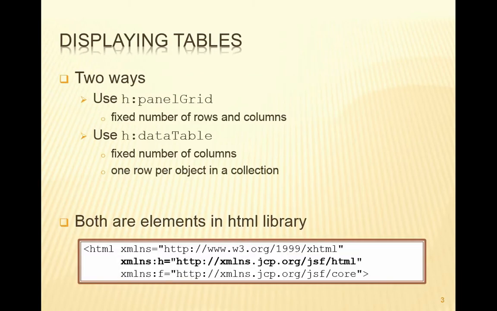So there are two ways of displaying tables in JSF. We can use a panel grid, which will give us a fixed number of rows and a fixed number of columns. And we can use the data table element as well, which will allow us to display all the objects in a given collection. We'll specify the number of columns, but the number of rows will be determined by the number of objects in the collection. Both these elements are in the HTML library in JSF.